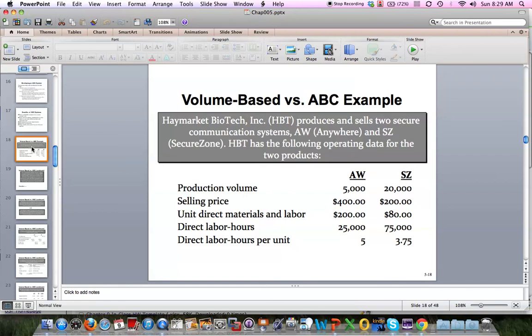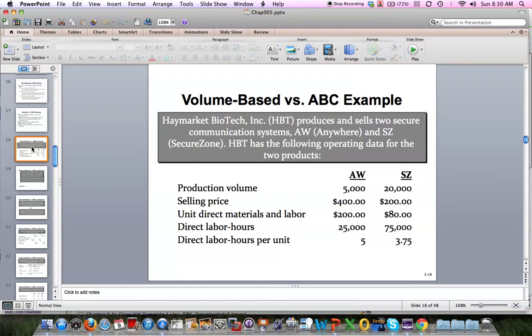So what we have here is Haymarket Biotech, and they produce and sell two different communication systems. They have the really fancy one called Anywhere, AW, and the more basic one called Secure Zone. AW allows employees to communicate with each other no matter where they are in the world, whereas Secure Zone doesn't have the same reach in terms of communications. You have to be within 10 miles of each other to use SZ, but you can be anywhere to use AW. So AW is a much fancier product, has more bells and whistles, and so that's what this company makes. They're very good at what they do.